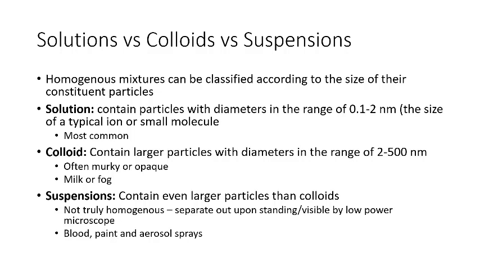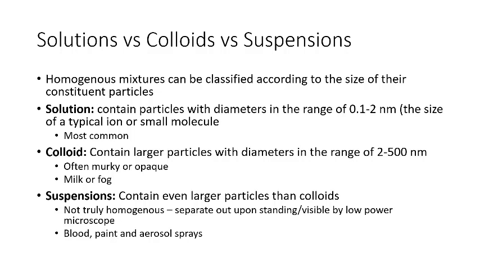Think about the aqueous solutions that we deal with in the lab. Take a copper sulfate solution. You can't actually see the copper 2+ ions or the SO4 2- sulfate ions in solution. All you can see is a homogeneous mixture. The next mixture is a colloid, which is a mixture that contains larger particles with diameters in the range of 2 to 500 nanometers. And so these solutions are often murky or opaque.